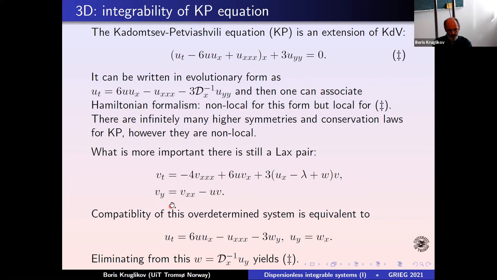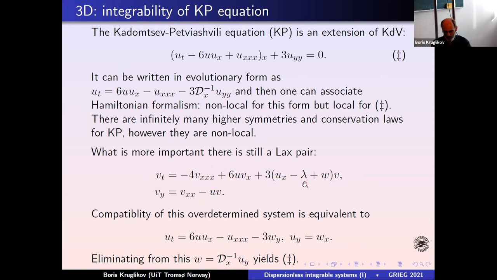So look at it now. Actually, we have more derivatives of V when we write it. So we write V_t equal and V_y equal. It's a bit different form for KdV, but there's an x derivative standing here, up to third order, which is, of course, not surprising if you know what you want to get.